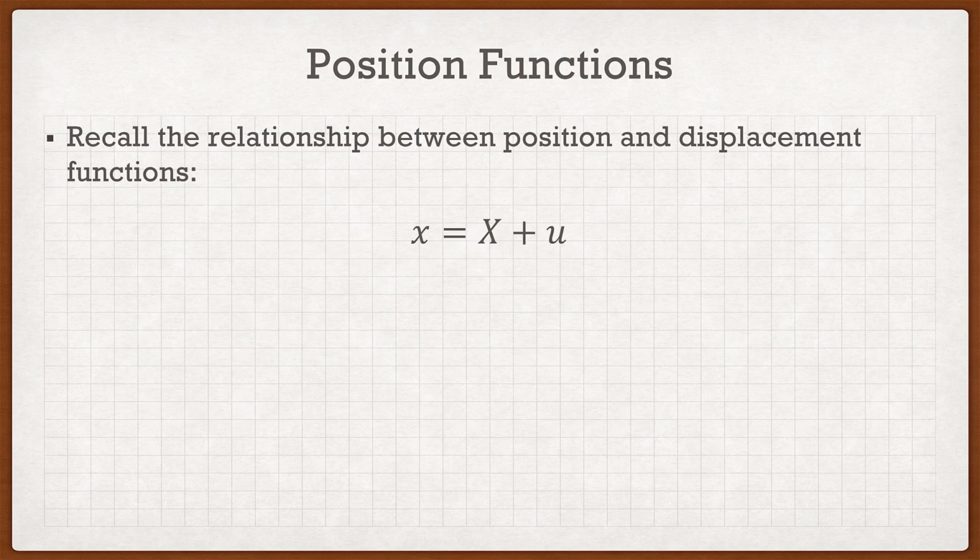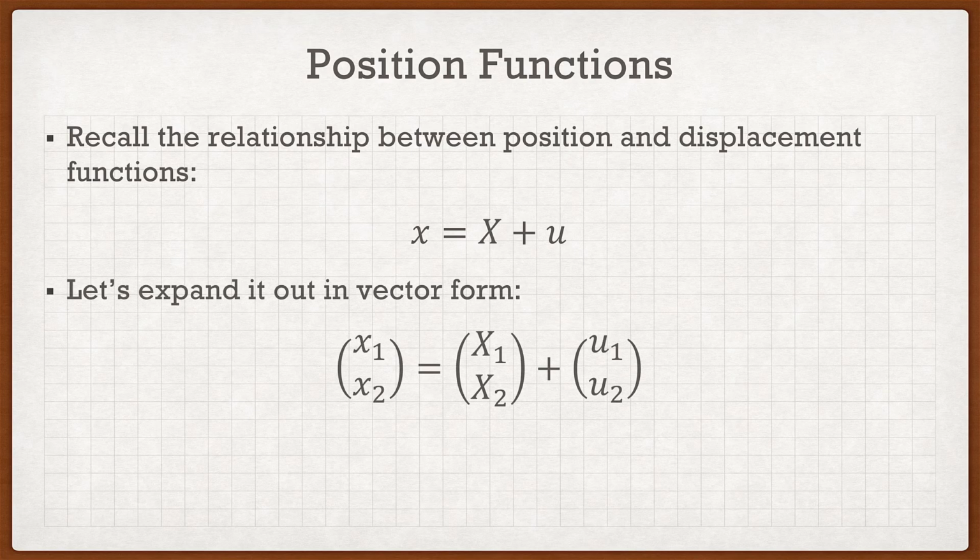But before we do that, we're going to talk about position functions, because recall there was a question that said, we gave you the 2 displacement functions, what are the position functions? Remember there's a nice easy relationship where a position function, x, can be found by taking big X and adding it to our displacement functions, u. It looks really simple, but what exactly does this mean? Let's write it out in vector form: x1, x2 is equal to big X1, big X2, plus u1, u2.